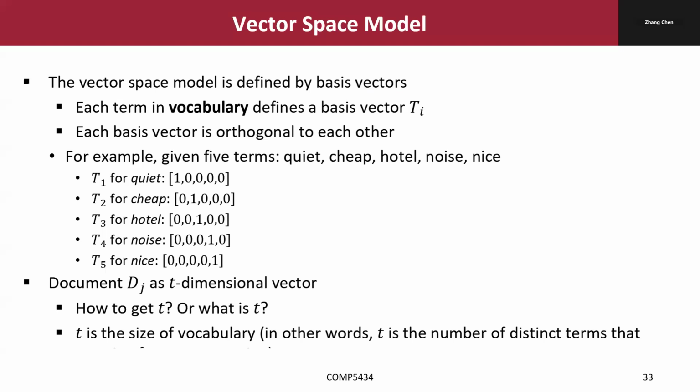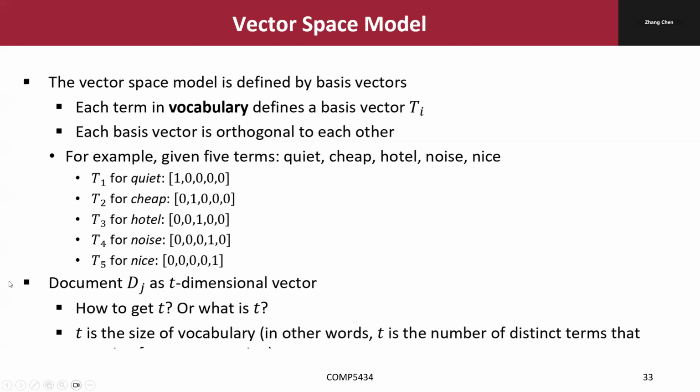There are no dependencies. So a document is then represented as a t-dimensional vector. Here, the t means how many words we have in the vocabulary, right? Once we have the vocabulary, which is fixed, the dimension of all document vectors is fixed. So that's how we do the modeling. That's what we call vector space modeling, okay?